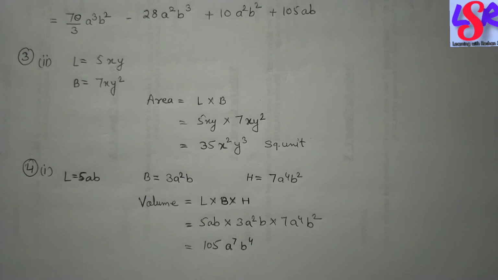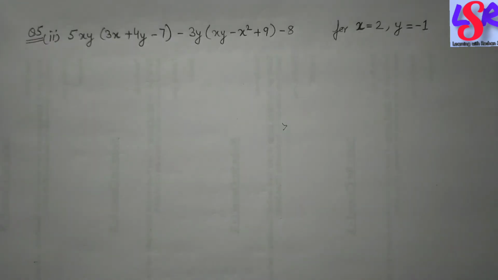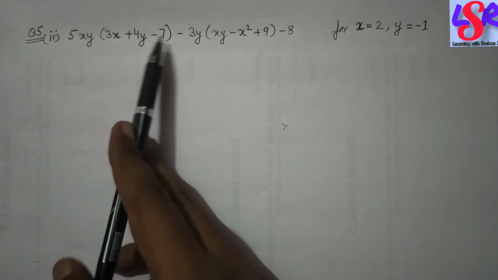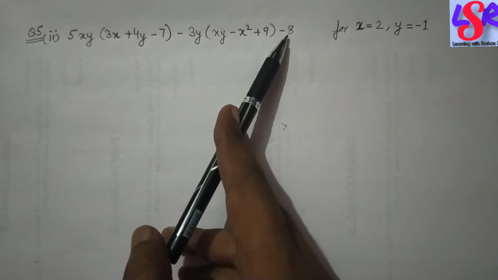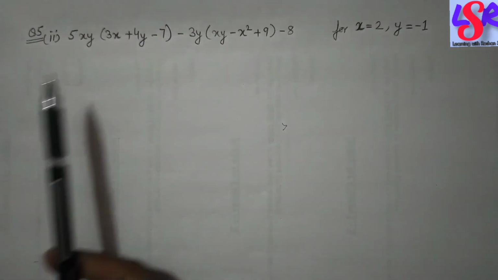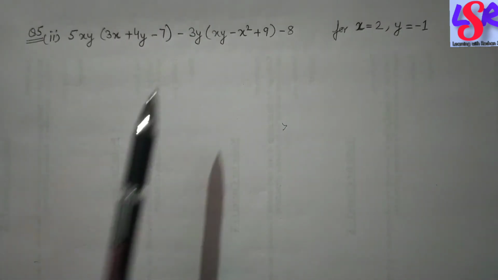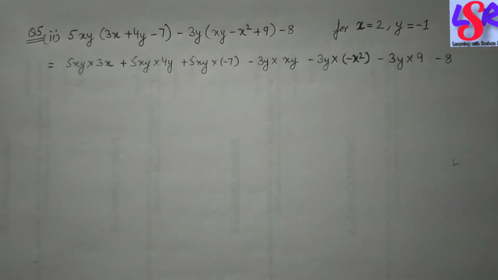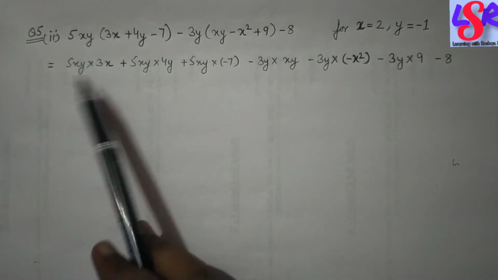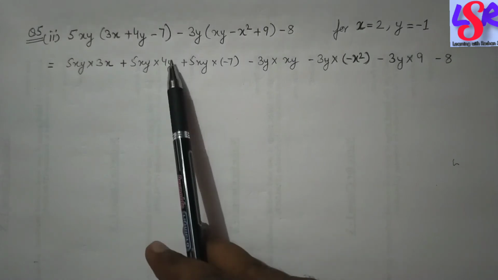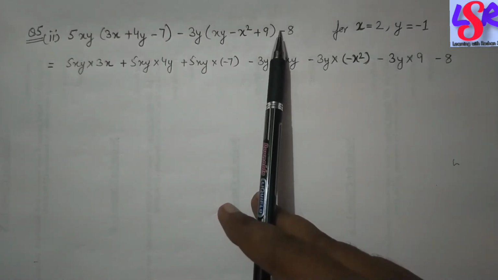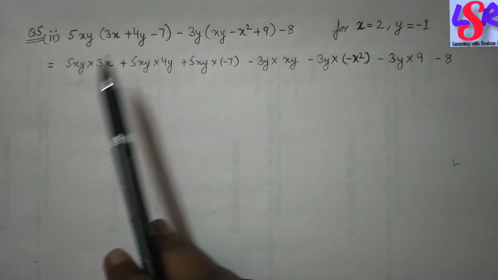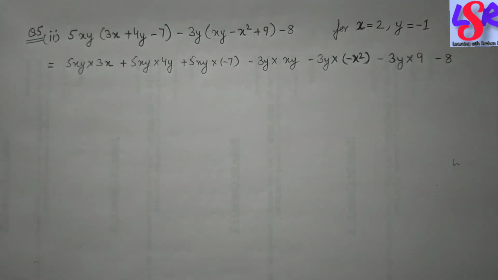Now let's see question number 5, second part. Here in question number 5, second part, we are having this monomial to be multiplied by this polynomial. And then this one to be multiplied by this all. And then minus 8. So very first of all, we are going to open this bracket and then this one. And here we have expanded this. We have multiplied this by each and every term over here. Then minus 3y by each and every term from this. And then minus 8 is copied as it is. Now we are going to multiply each and every one.